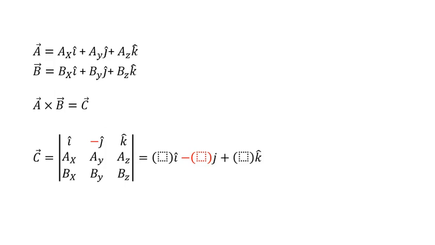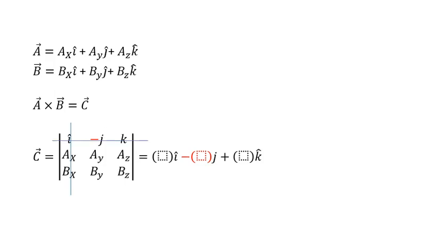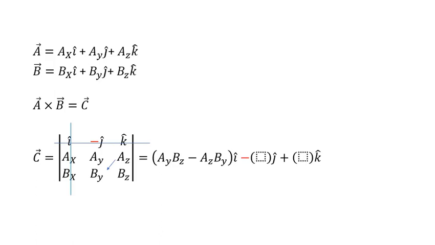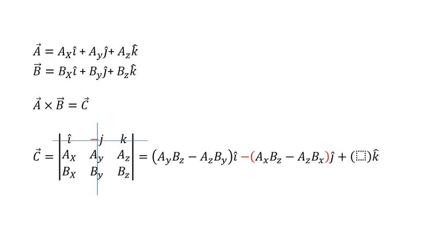The j component has a minus, so sometimes as a reminder I place also the minus right there in the 3 by 3 matrix. How do I find out the coefficient of the i unit vector? I cross out the first column and the first row, and I'm left with a 2 by 2 matrix. Now, ay times bz is the first step to find the determinant of this matrix, and then I do minus az times bx.